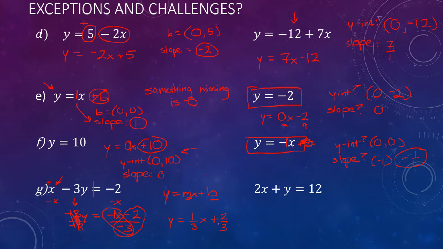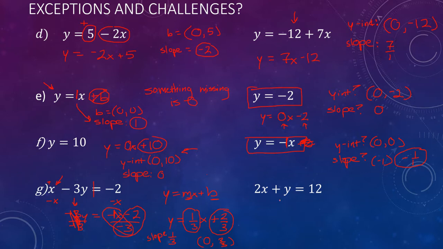So what's my y-intercept of this line? Well, it's 2/3. At 0, 2/3, that's where it will pass the y-axis. What's the slope of this line? It's 1/3. 1/3 is the slope.